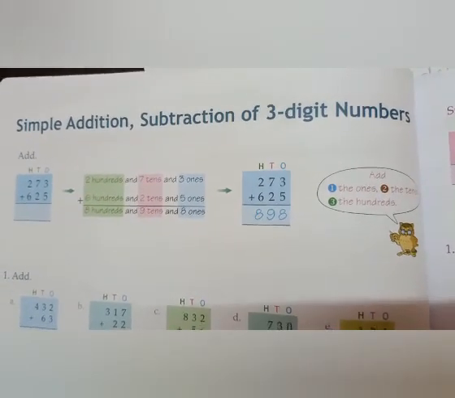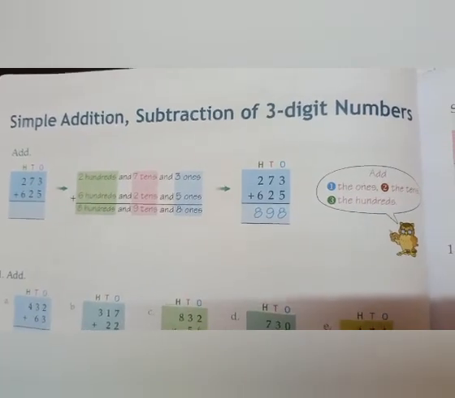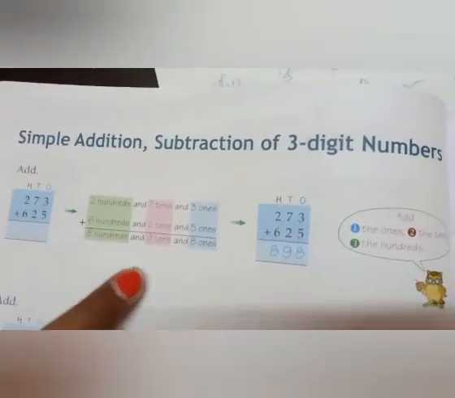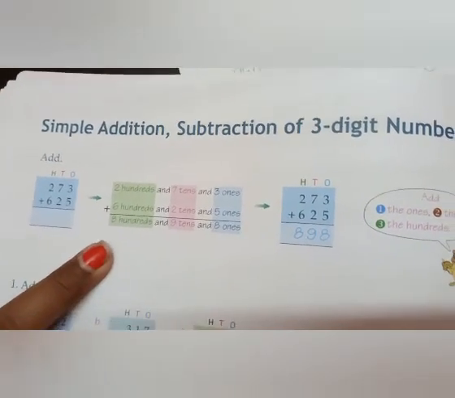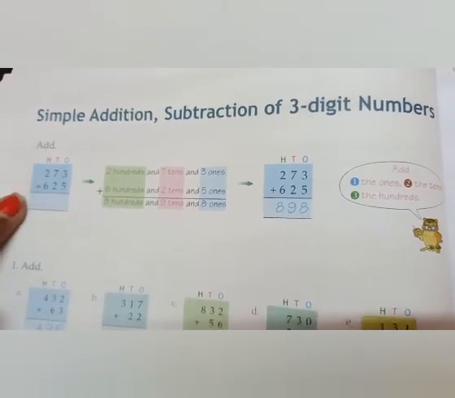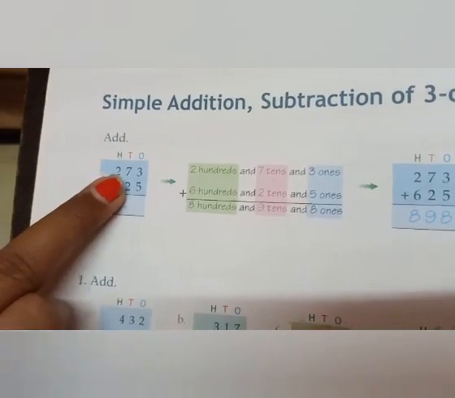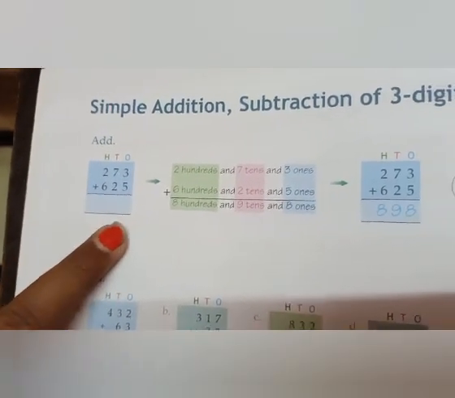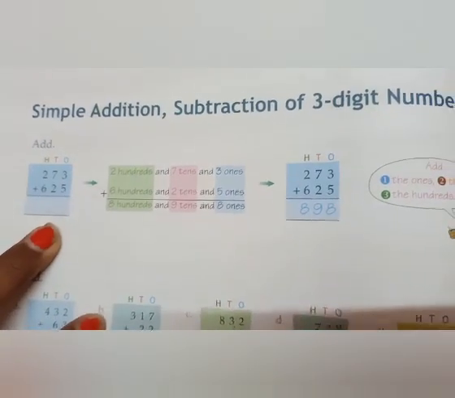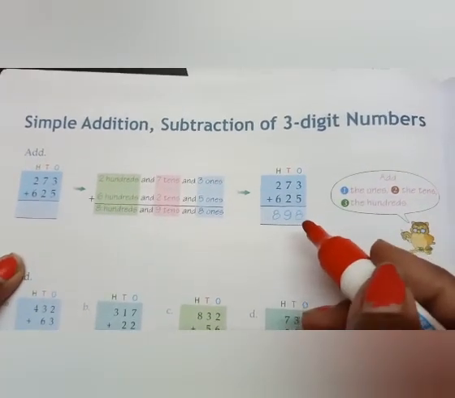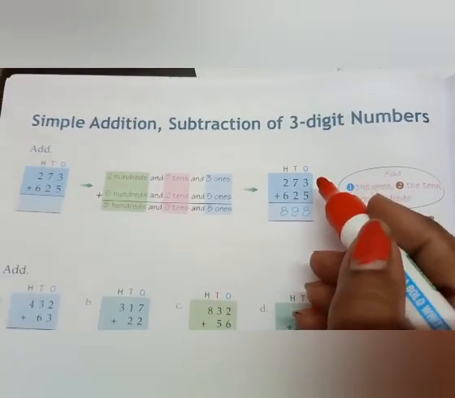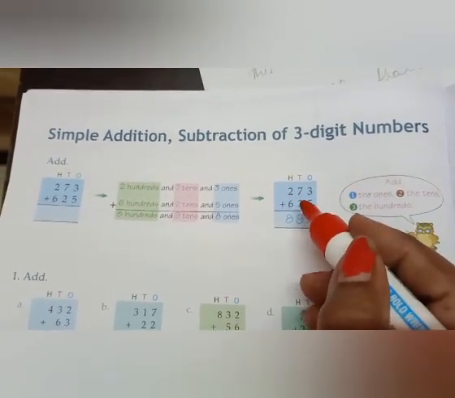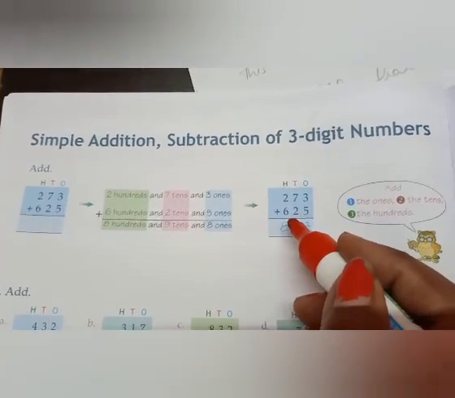Children, this is page number 42. The topic is simple addition. Here one example is given. Just see this example. We have to add 273 with 625. So first of all we will start adding from the right side. Means ones. First we will add ones with ones, then tens with tens, and then hundreds with hundreds.